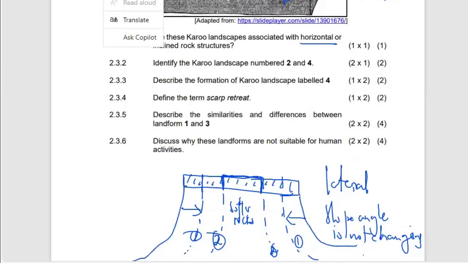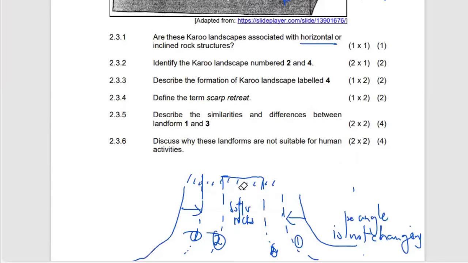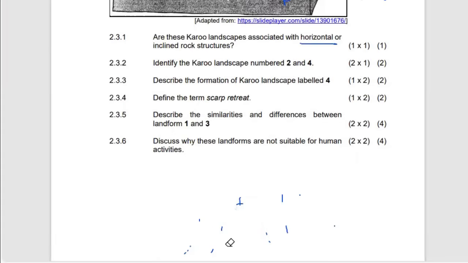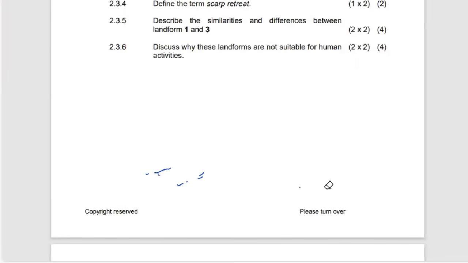Why is the Karoo landscape not suitable for human activities? By referring to human activities, we are looking at the major activities sustaining human life, like agriculture, like settlement, infrastructure development. Why is it impossible? Why are these landforms not suitable for human activities? Why is the Karoo region of South Africa sparsely populated? Why don't people prefer staying in those areas?